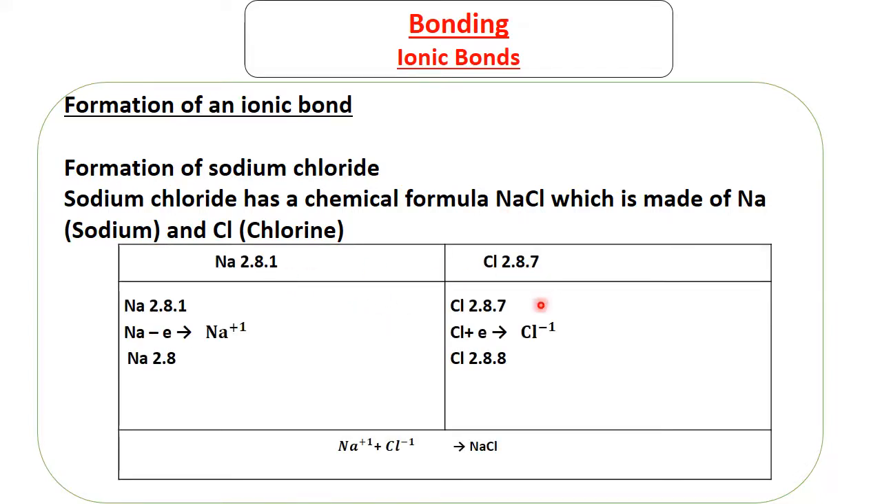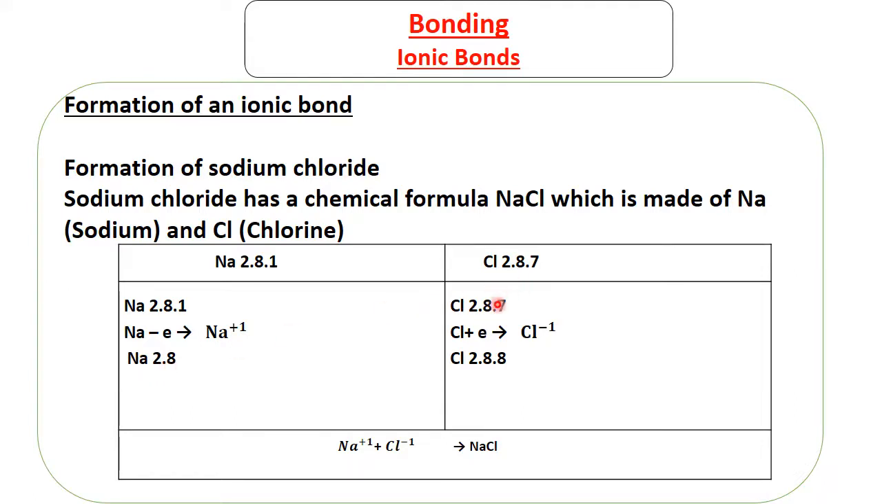So here is how sodium chloride is formed. Sodium has electronic configuration 2,8,1 and chlorine has electronic configuration 2,8,7. Sodium, which is a metal in group 1, is going to lose its outermost electron to become stable. Sodium is going to lose 1 electron and it will become Na+. Na+ means it has lost 1 electron. Once it has lost 1 electron, its new electronic configuration will be 2,8 and it is very stable.